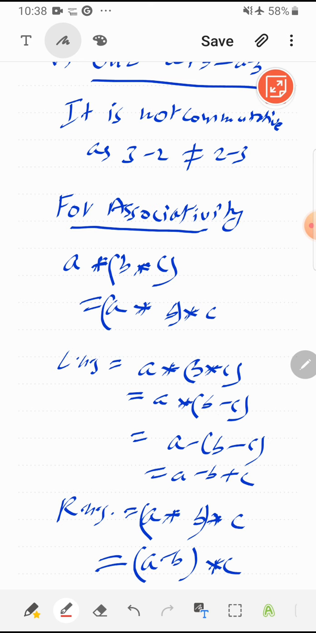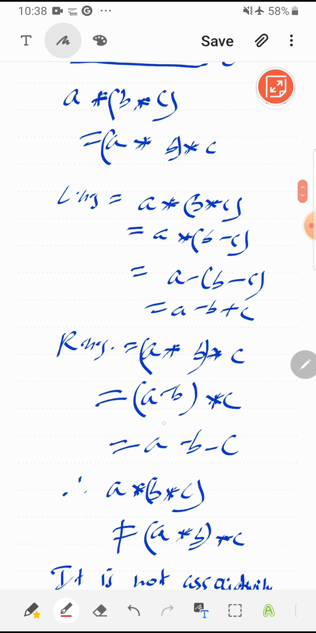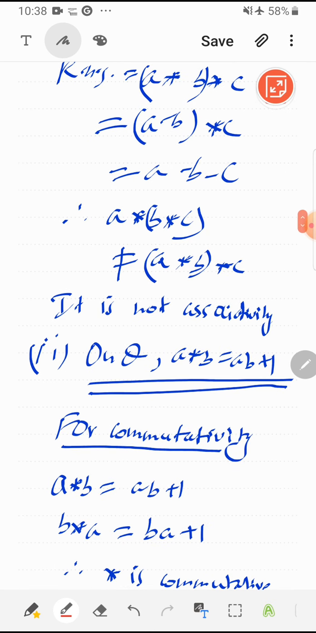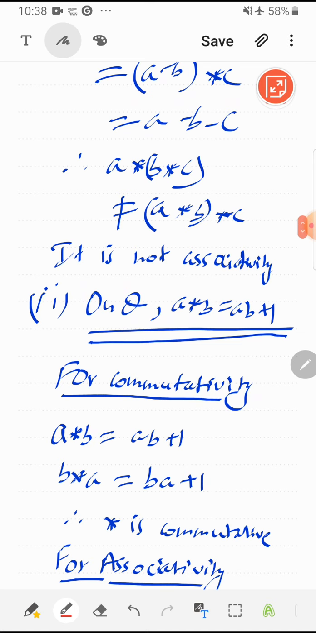Now next is A star B then star C. So A star B is simply A minus B. Now this is my first element, this is the second element, so A minus B and then minus C. So clearly LHS is not equal to RHS, so it is not associative. Now on Q, meaning rational numbers, A star B is equal to AB plus 1. Again read in your mind like that, first star second is equal to the product of the two plus 1.